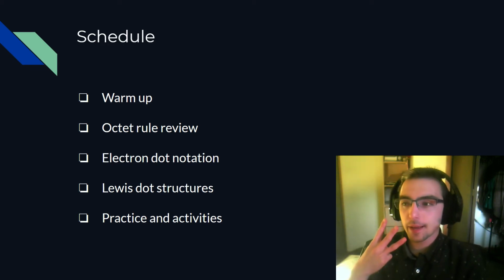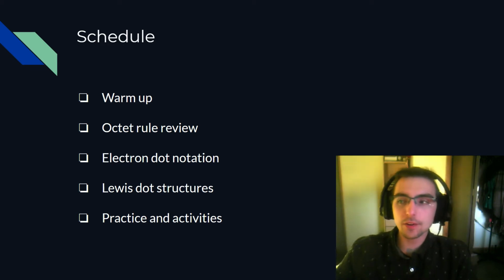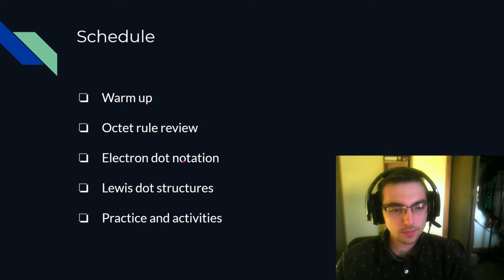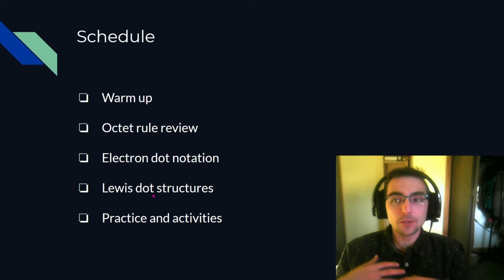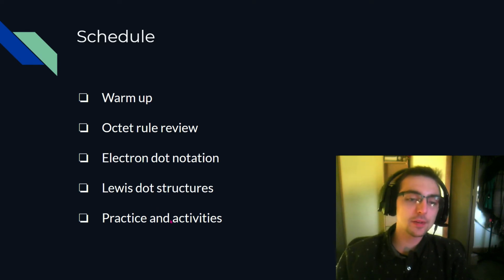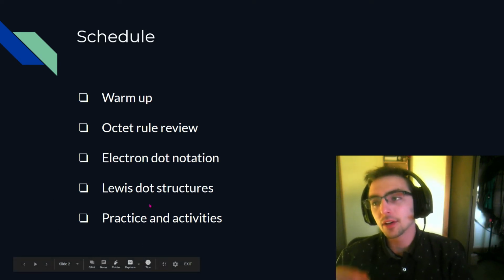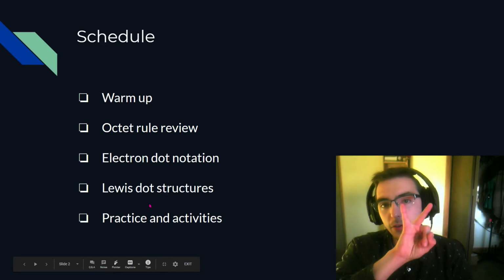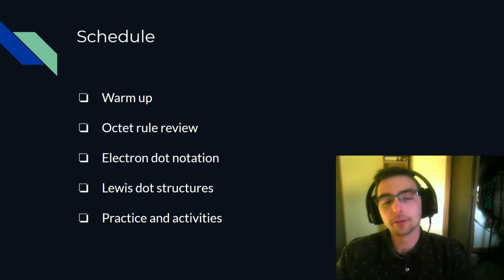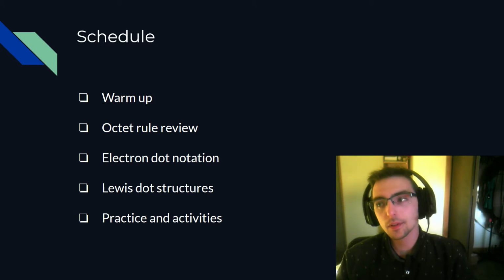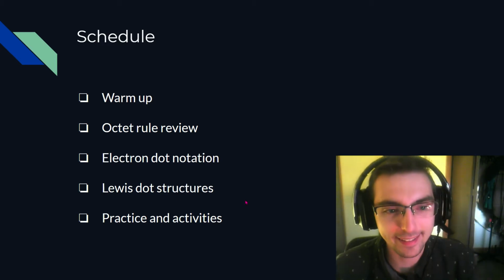Third thing we're going to do today is talk about the electron dot notation right down here, followed by Lewis dot structures, what they are, what they do, and how to make them. And the last thing we're going to be doing today is practicing, and I have 2 activities for you. You can pick either one, either using a quiz game or an escape room. So without further ado, let's get into the lesson today.